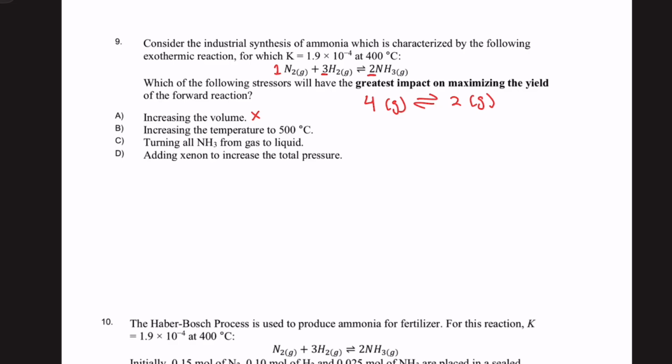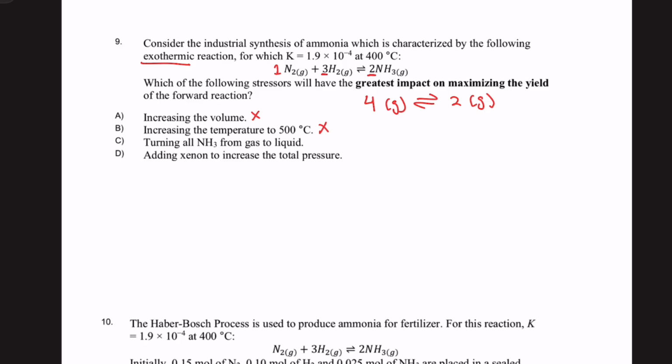So B, increasing the temperature to 500 degrees Celsius. We were originally at 400 degrees, so we have increased the temperature. And when we talk about temperature, we need to look at whether or not the reaction is exothermic or endothermic. Here they tell us that it's exothermic. So when you raise temperature, the system is going to move in the direction of the endothermic reaction. So this forward direction is exothermic. So when we increase the temperature, the endothermic is going to be towards the reactants. So this is not going to maximize the yield of the forward reaction.